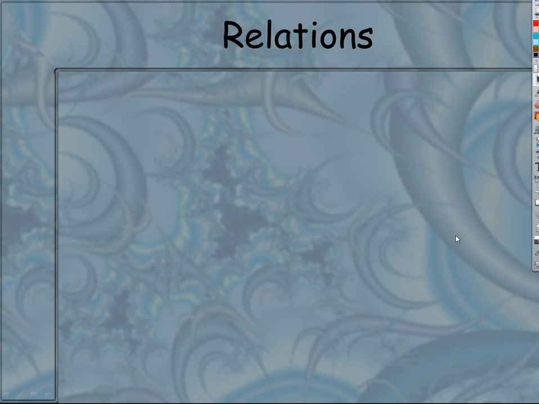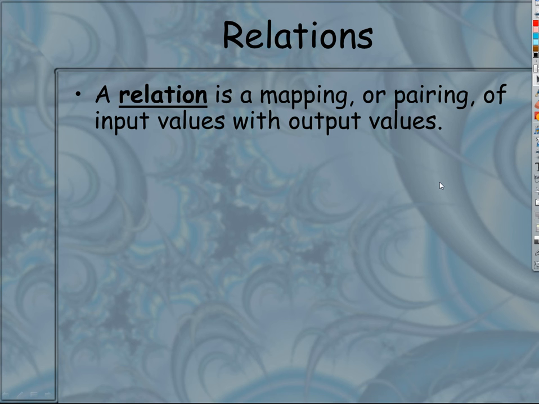Okay, so in math we'd say anything that can be described with an equation is a relation. So if I can put in values of x and the equation is going to spit out values of y, that's called a relation. Sometimes it's called a mapping or a pairing. It means input values go in, output values come out. That's what relations and functions do for us. You can almost think of them as machines. You're dumping in the input numbers and they're just spitting out the output numbers.